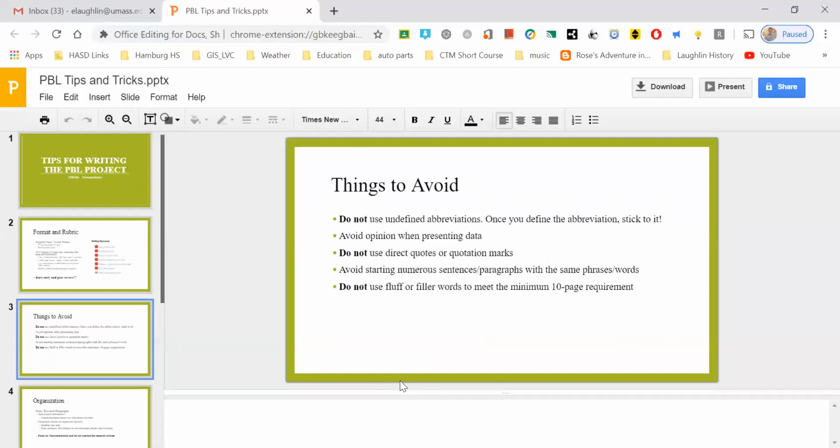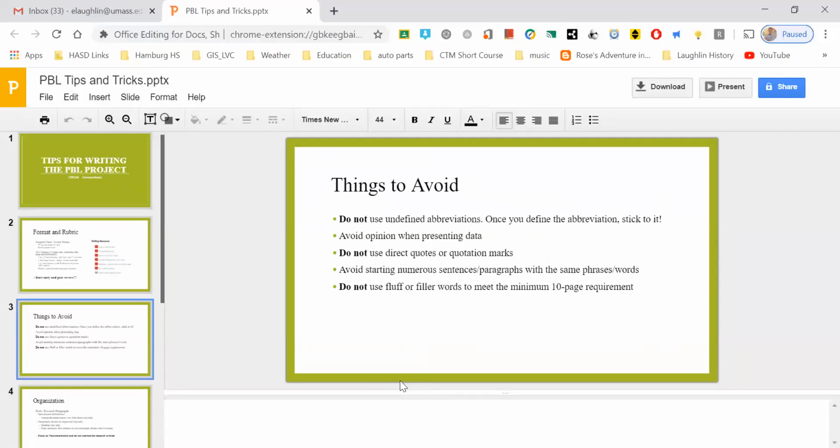Also, do not use direct quotes or quotation marks throughout the paper. This is more along the lines of MLA formatting, where you would use quotation marks and quotes. In this paper, you want to read through your research or read through the sources that you have, paraphrase what the author is saying, and then cite the author.